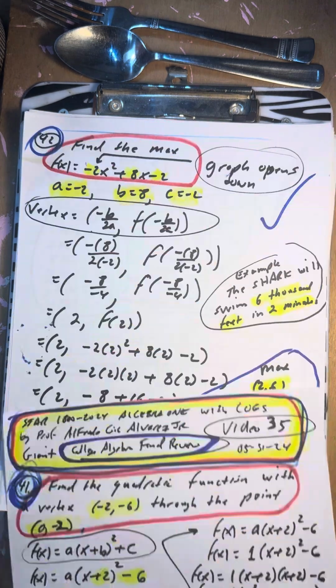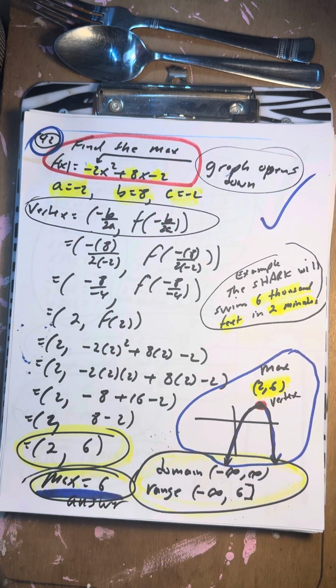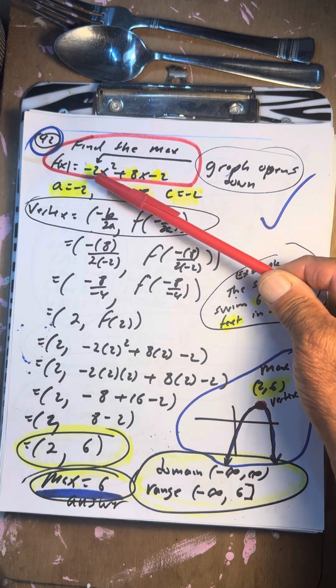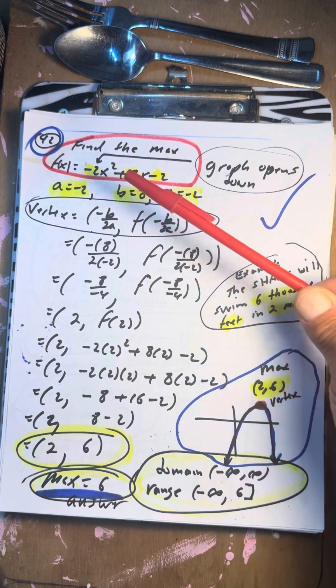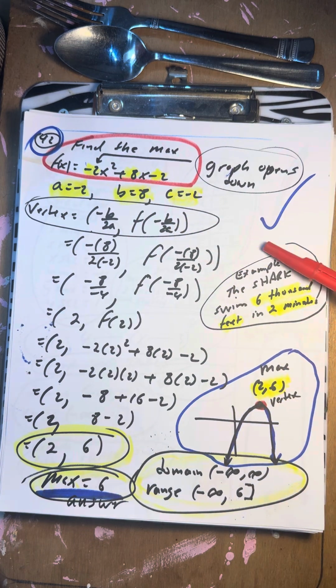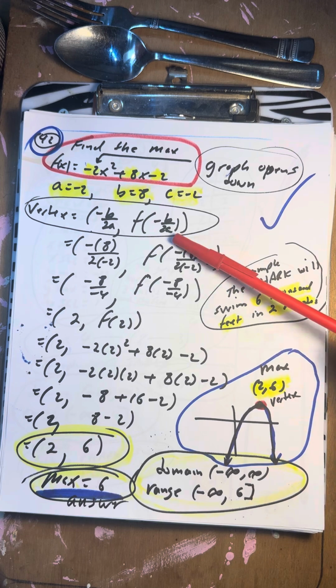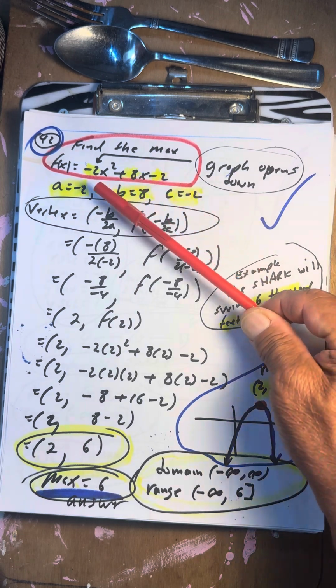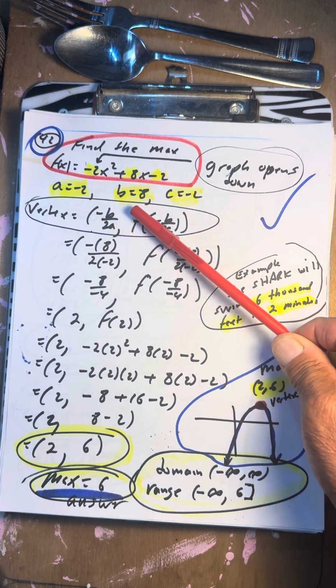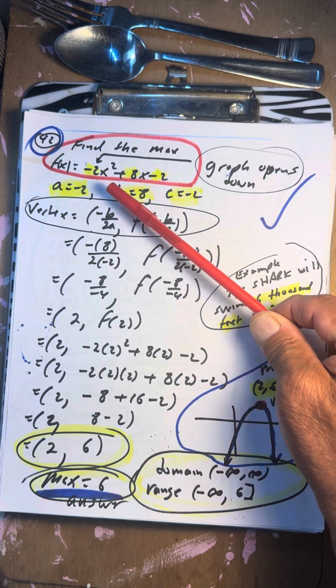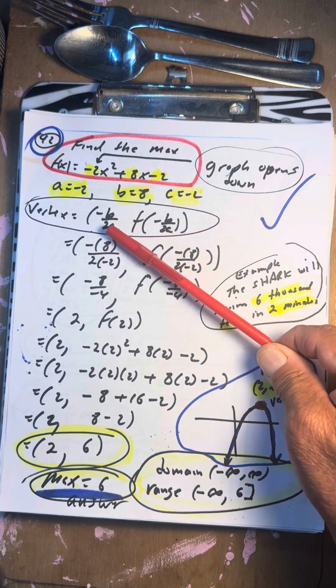Okay. All right. Find the max. Okay, so the max. I'm not going to graph it, but what I'm going to do is, first of all, since this is a negative, that means the graph opens down like this. So we're going to find the vertex of this. Vertex is going to be negative b over 2a, f of negative b over 2a. So there's a, b, c. Put the numbers we need.